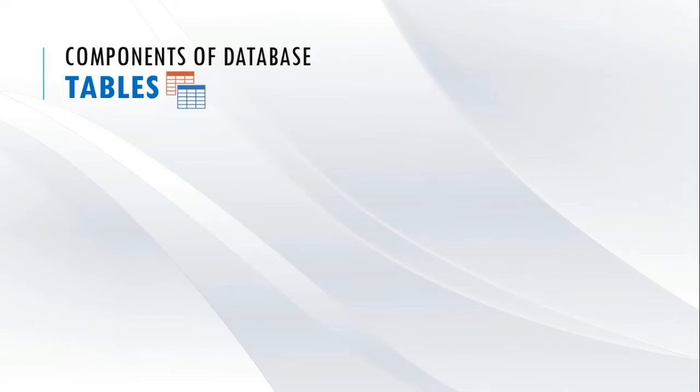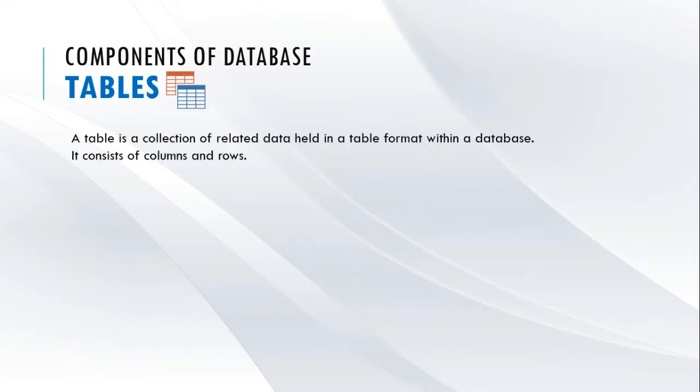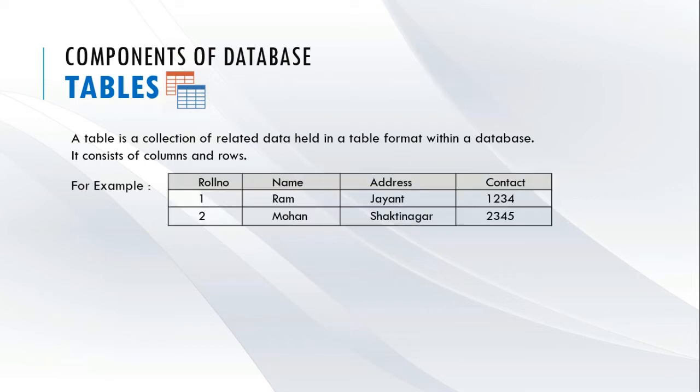The first component is tables. A table is a collection of related data held in a tabular format within a database. It consists of rows and columns. For example, you can see this table. This table consists of 4 columns, that is roll number, name, address and contact, and has 2 records of students, Ram and second, Mohan.